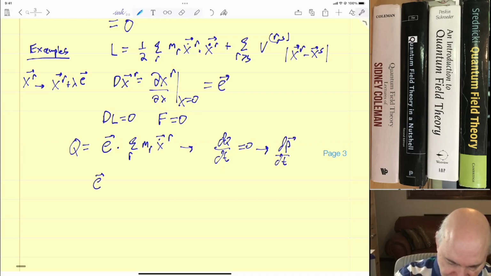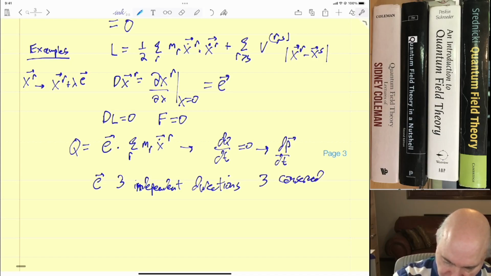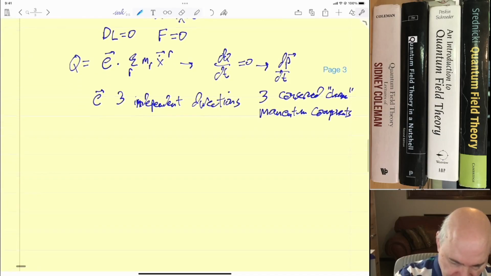And since e has 3 independent directions, we get 3 conservation laws, 3 conserved, I'll put quotes around them, charges, because they're just momentum in this case, components of momentum. Okay.